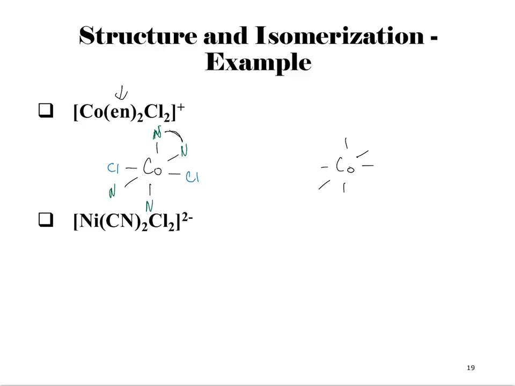Because these ethylene diamines are actually connected by carbon atoms, right? So these are actually connected to each other. Each one of those represents an ethylene diamine. I was just going to draw all of these. And so in this case, the ethylene diamine is on opposite sides, and we can tell by the orientation of the chlorines that this will be a trans isomer.